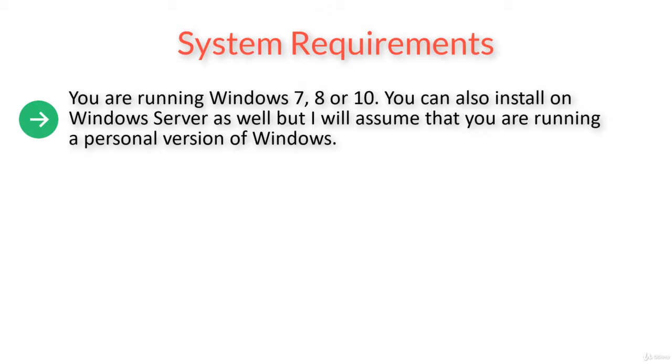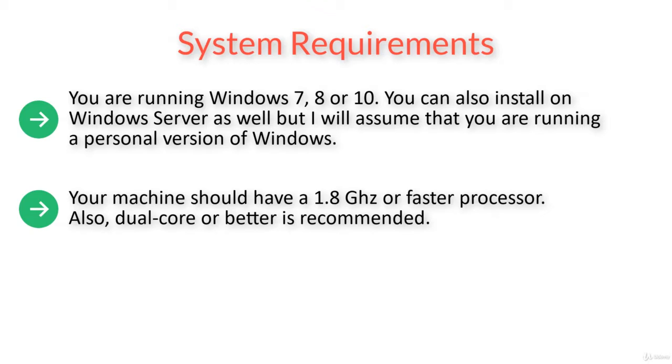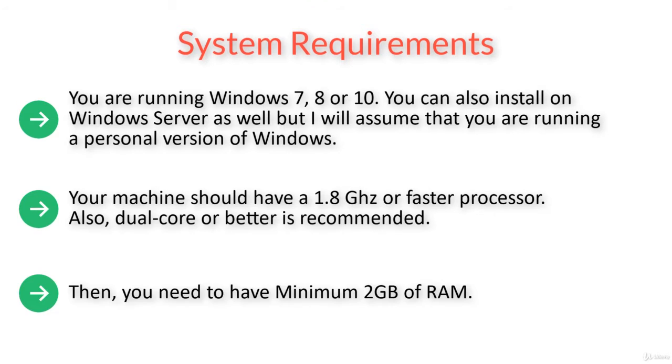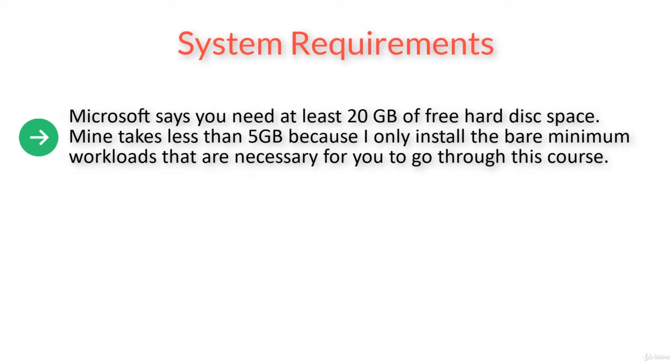You can also install a Windows Server as well, but I will assume that you are running a personal version of Windows. Number 2. Your machine should have a 1.8 GHz or faster processor. Also, dual core or better is recommended. Then you need to have minimum 2 GB of RAM. Also, Microsoft says you need at least 20 GB of free hard disk space.